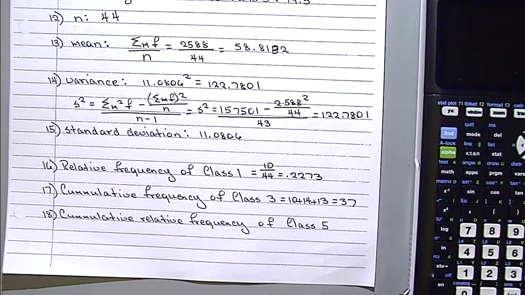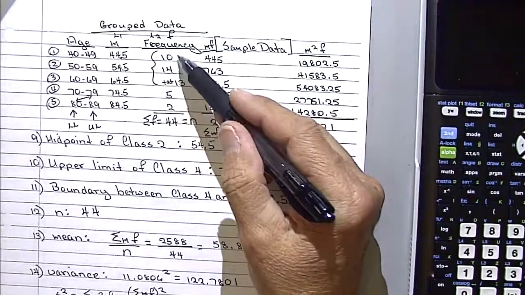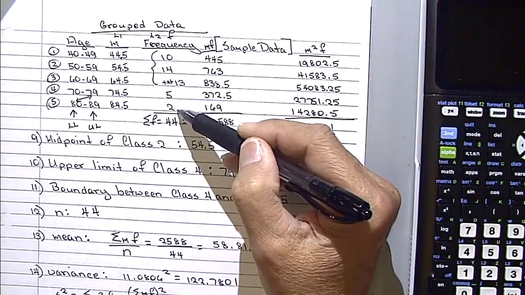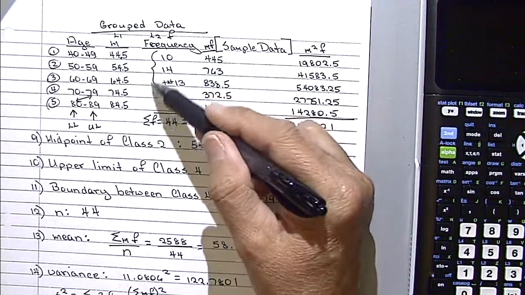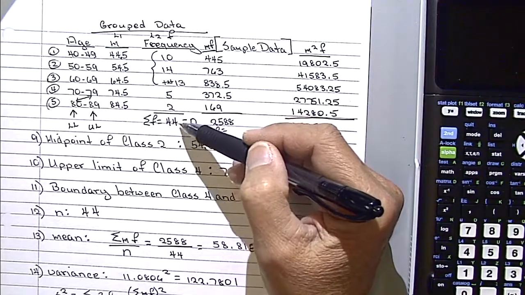Without doing any math, people, you don't need to do math on this one. 1, thank you. The cumulative relative frequency says I'm going to add all of them up. Well, class 5 is the last class. When I add all these up, it's going to be 44. I'm going to divide by 44. I'm going to get 1, right?